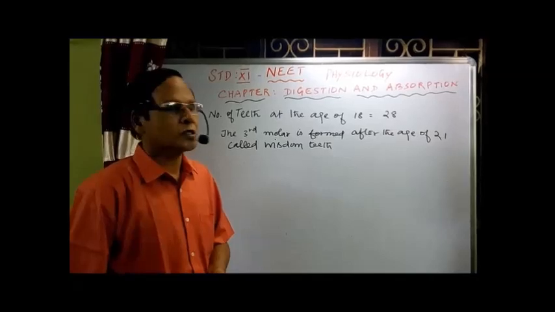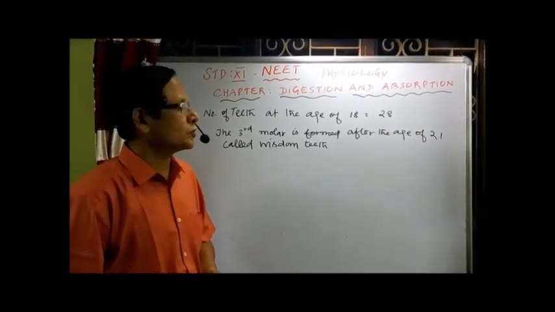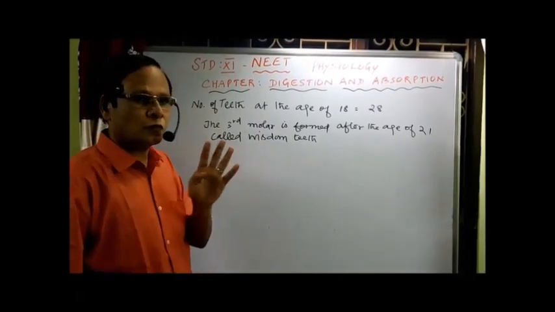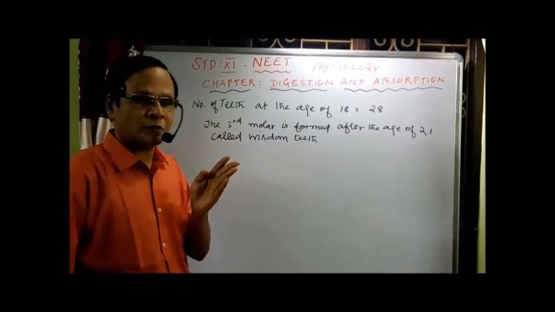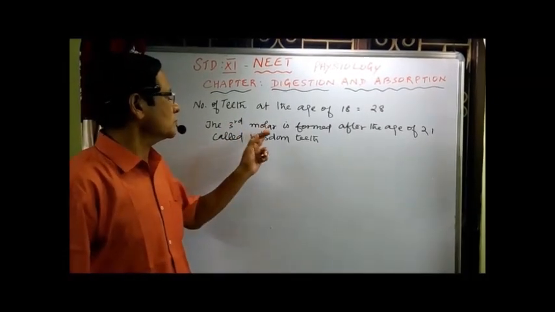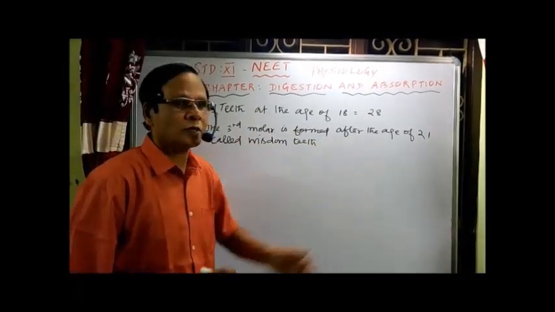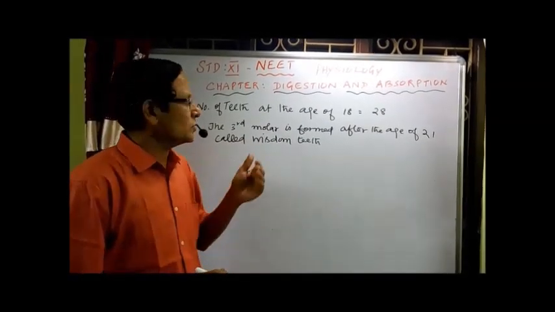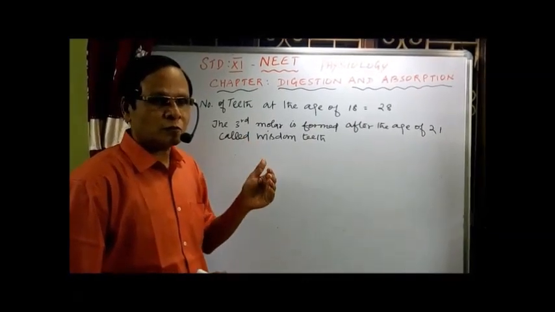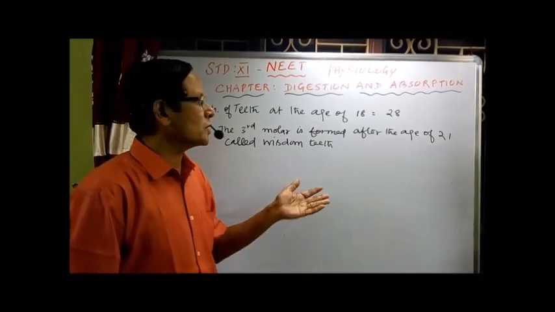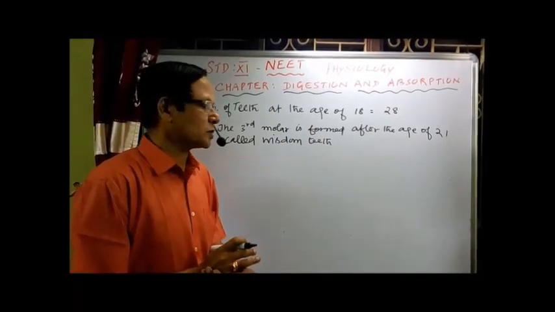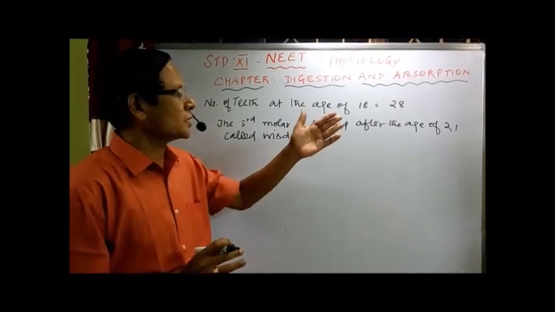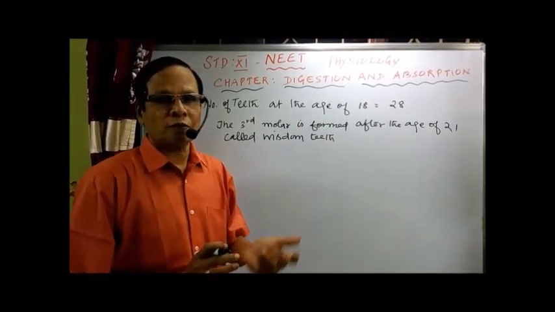At your age you have a number of teeth of 28 only. The reason is the 3rd molar, number 4 position 3rd, is formed only after the age of 21. That is called the wisdom tooth. So at your age you have only 28. That may be a question: how many teeth are present at your age? That is 28 only. Now, thecodont, diphyodont we have.